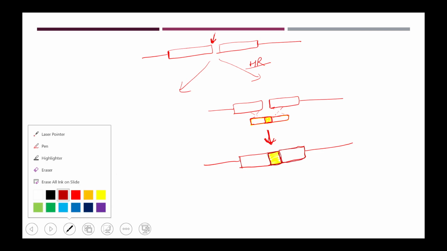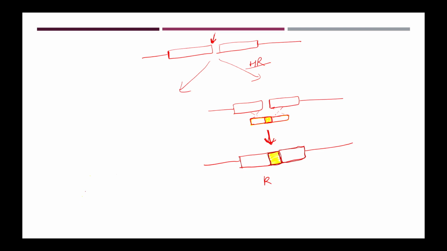Okay, so this is a knock-in approach. You make a cut and give a template which is homologous, with a little variation or mutation, the desired mutation and modification you want to make. Then the cell will make a double crossover, use the HR machinery, and incorporate that to repair the broken end. So this is the wild type, and now after the break and HR, it has become a mutated gene.